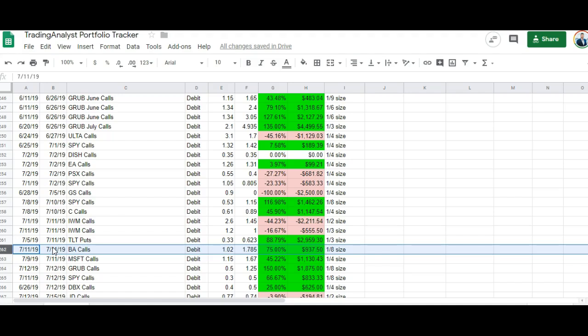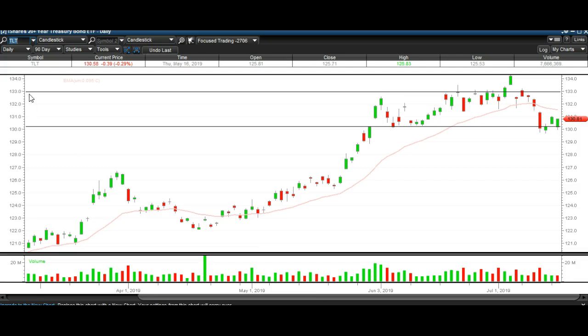Not many of our trades are day trades, as you can see by this list, but sometimes it just moves in your direction in a very fast manner, and you have to take profits where you can. And that was a 75% winner. So I'll show you the chart right now.